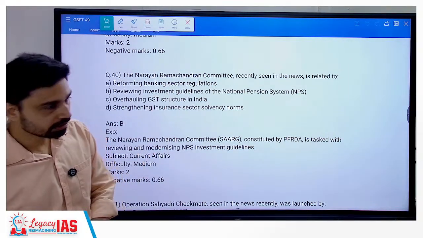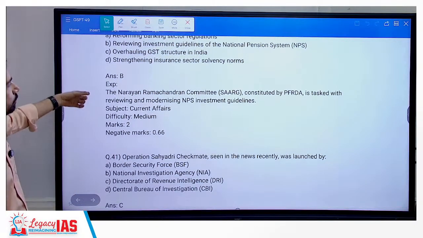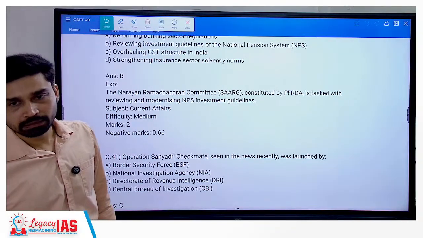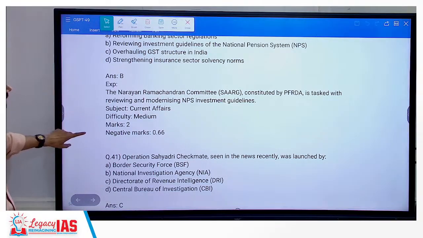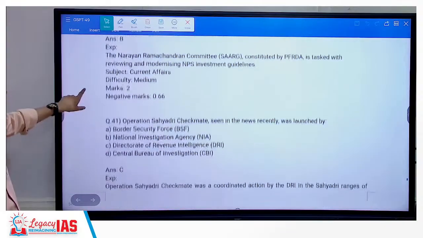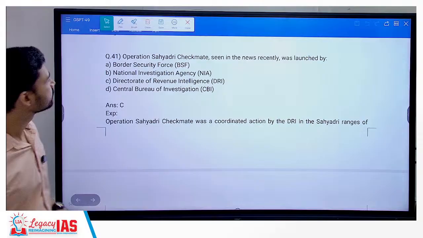Narayan Ramchandran Committee, National Pension System. That's where the committee has worked. So the Narayan Ramchandran Committee, constituted by PFRDA, Pension Fund Regulatory and Development Authority, is tasked with reviewing and modernizing NPS investment guidelines. NPS is what? National Pension System, right? It is a voluntary pension system and also mandatory for government servants.